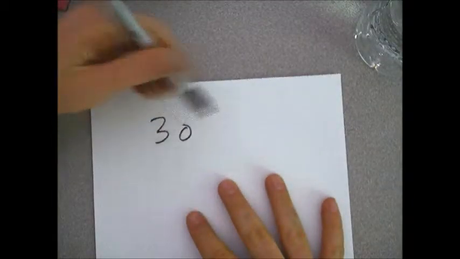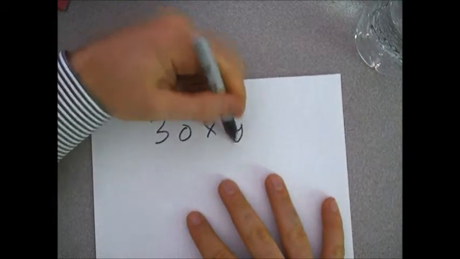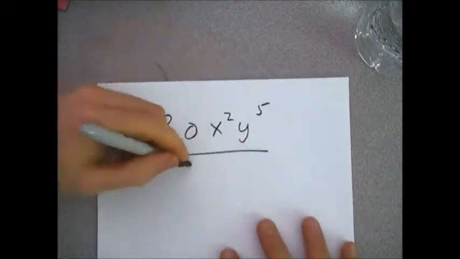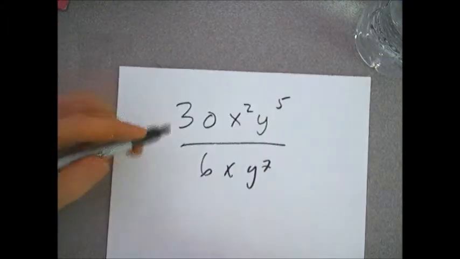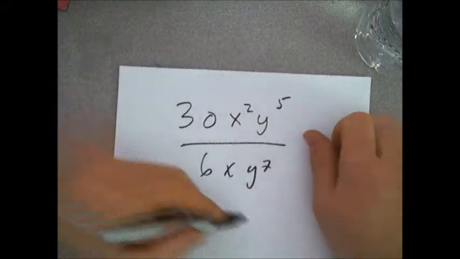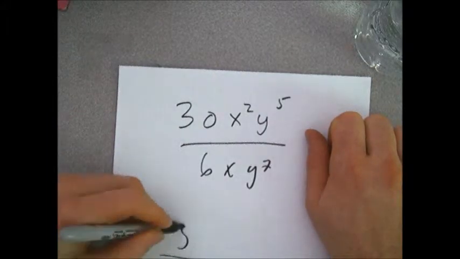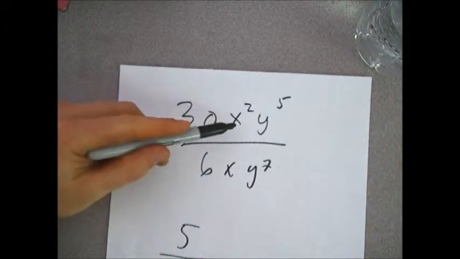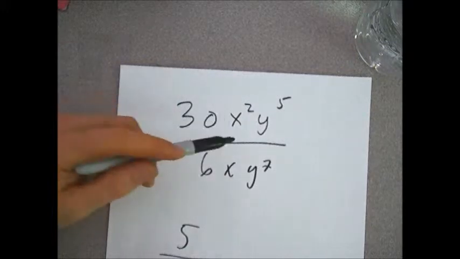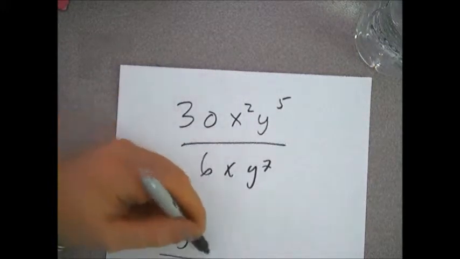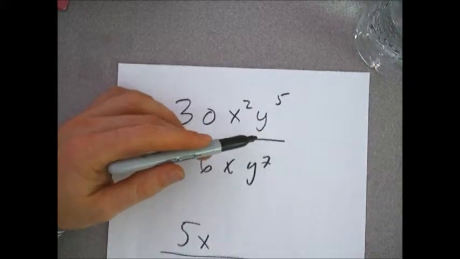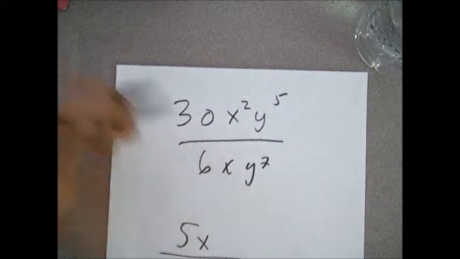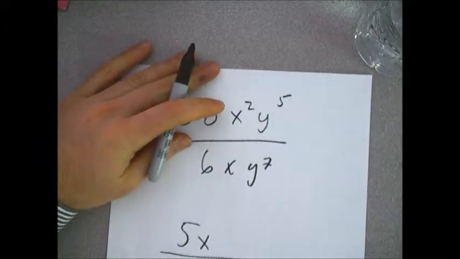Number 14. 30 x squared y to the 5th over 6x y to the 7th. All right, 30 over 6 is really what? 5. I have 2 x's up top. I have 1 on the bottom. Canceling leaves me what and where? 1 up top. Good. I have 5 y's up top and 7 on the bottom. 2 on the bottom. We would learn this. This is all review. Can you pull it up again?